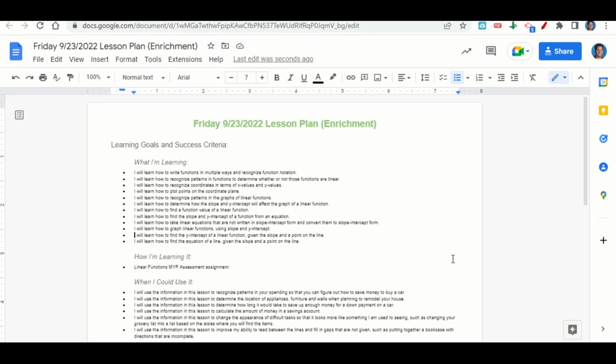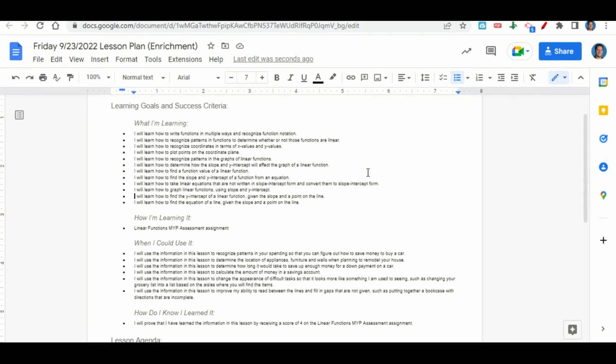How are we learning it? Through the linear functions MYP assessment assignment. When can we use this information?